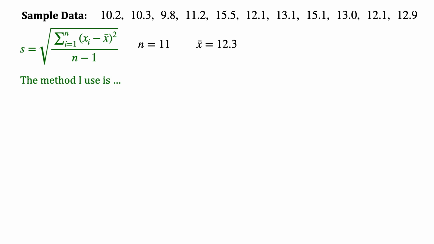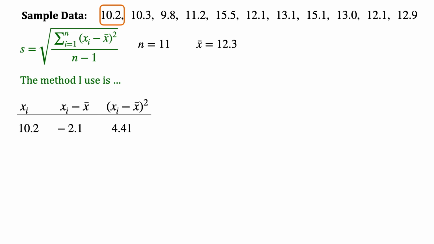So what I do is I set up a little table. And so we see that we have xi, and the next column is xi minus x bar, and the third column is xi minus x bar squared. So we start by noticing that the first xi, x1, is 10.2, and so we fill out the table in the following way. Xi is 10.2. If we take 10.2 and subtract the mean, 12.3, we get negative 2.1. Then, if we square negative 2.1, we get 4.41. So that row is now done.